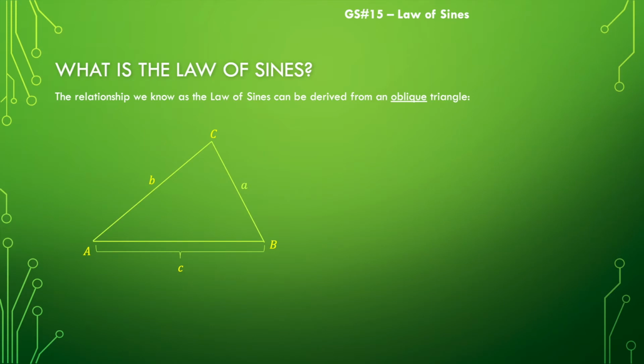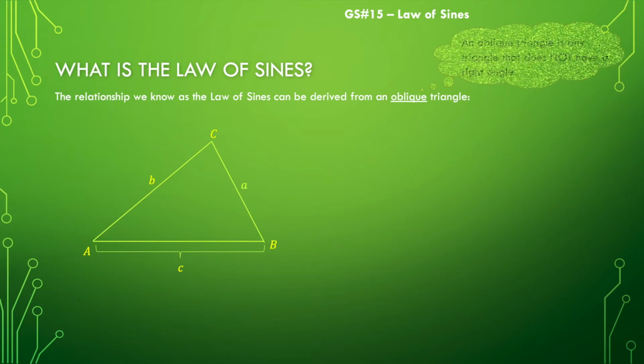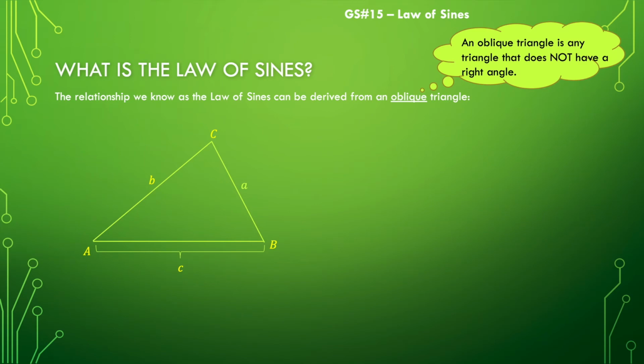What is the law of sines? Well, the relationship we know as the law of sines can be derived from an oblique triangle. And oblique is kind of a funny word. It is nothing to do with a six pack abs. It really just means a triangle that does not have a right angle. So it's a class of triangle. Anything that is not a right triangle is classified as an oblique triangle.